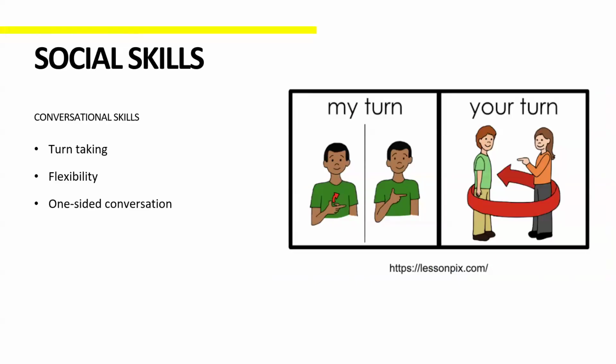Conversational skills is another area of social skills that can be difficult for those with an ASD diagnosis. Turn taking in conversation can be difficult, which could be evidenced by the inability to wait for their turn to speak or speaking over others. Flexibility in changing topics can also be difficult because oftentimes those with ASD struggle to engage in conversation on non-preferred topics, which can lead to one-sided conversations or conversations where the individual with autism is doing the majority of the talking and not giving their conversational partner the opportunity to speak.